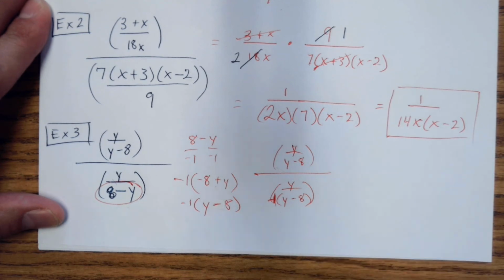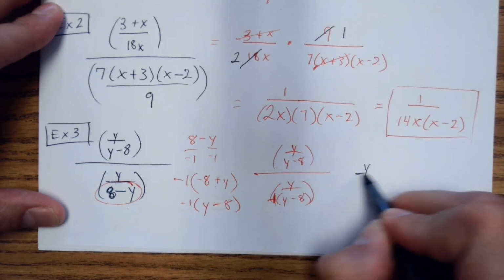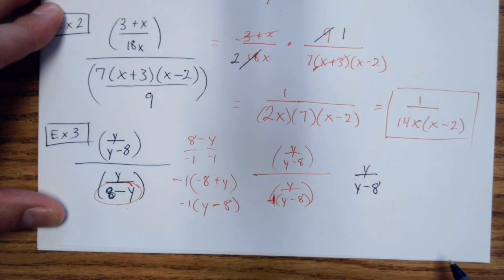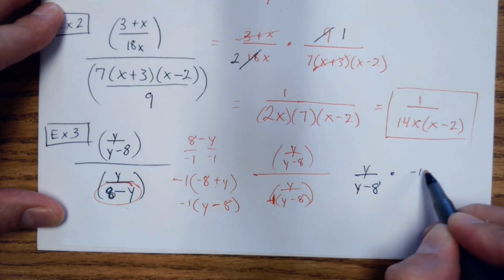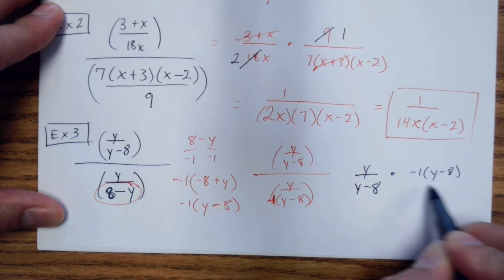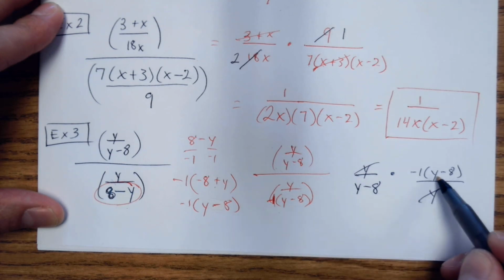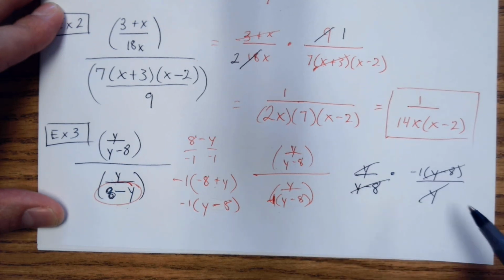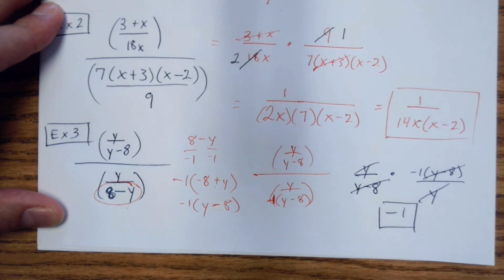So let's just do all the steps that we just had. Keep this one. Y divided by y minus 8. Change this to multiplication, flip this over, negative 1, y minus 8 over y. The y's cancel to 1, the y minus 8 cancels to 1, and so we just have negative 1 as our answer.